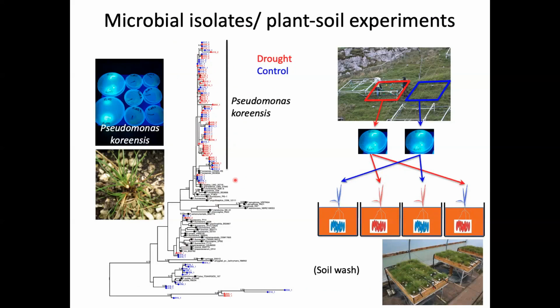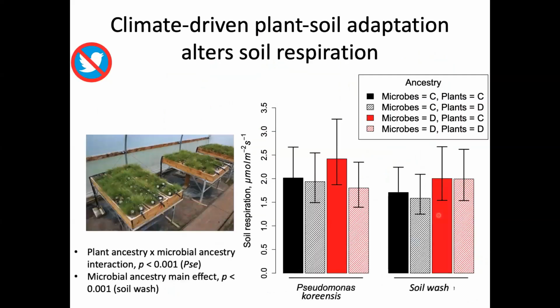Because we've got the same effectively for Festuca ovina, we could set up an experiment where we manipulated the root microbial environment of populations from drought and control. So the drought plants with drought microbes, control plants with control microbes, and then the other two combinations. We also did this with soil wash from the field, and we tracked the phenotypes of plants and ecosystem processes.